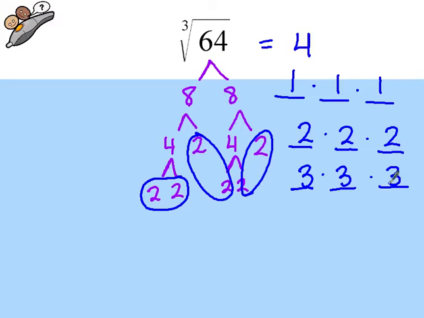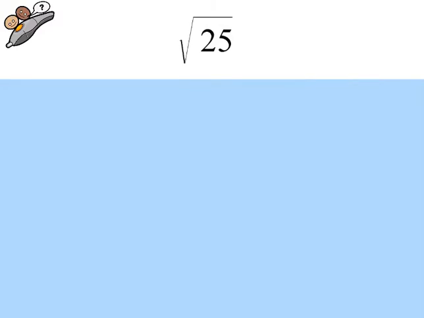That doesn't work because 3 times 3 times 3 is what? 27. So then you could try 4 times 4 times 4. And that actually comes out to be 64. So that's another way. Okay, if you didn't like the factor tree, here's another way that you could do that as well.